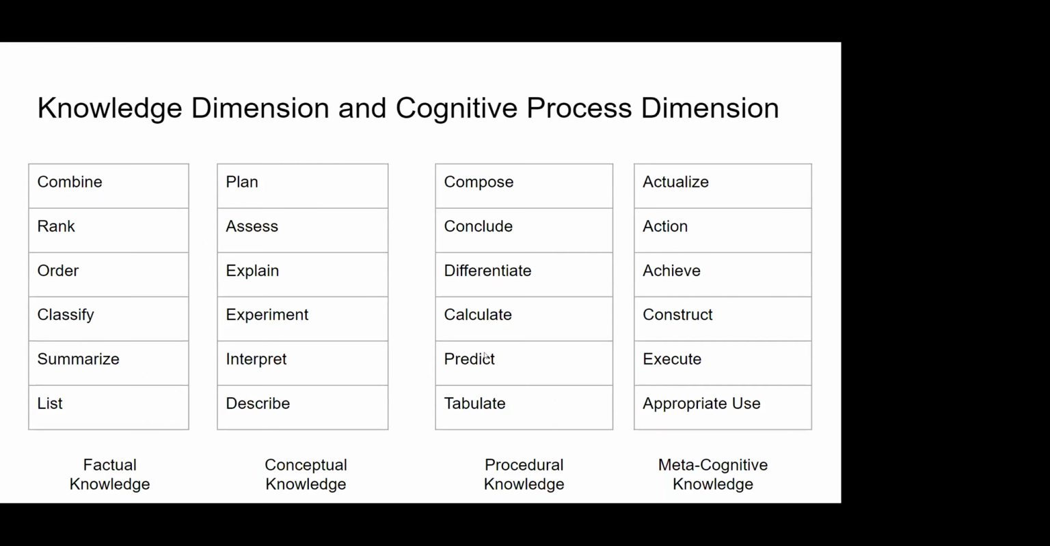Here's an image of how the 4 knowledge types are represented. For example, factual knowledge has the levels of list, summarizing, classifying, order, rank, and combining. The conceptual consists of being able to describe, interpret, experiment, explain, assess, and plan. Procedural knowledge is to be able to tabulate, predict, calculate, differentiate, conclude, and compose. And the metacognitive knowledge levels are to be able to appropriately use what is known, execute, construct, achieve, act, take action on it, and actualize.